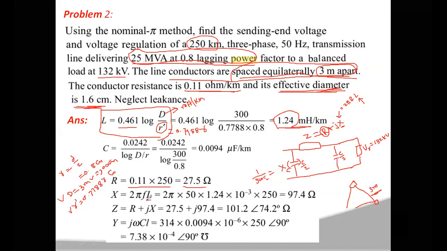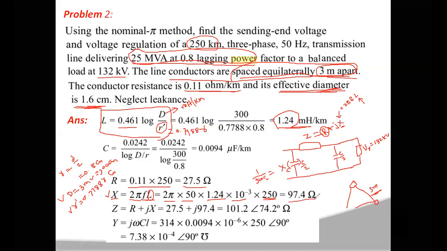And your reactance is 2 pi into F into L. The 2 pi F value is with F as 50 Hertz, and L here is 1.24 into 250 kilometers. The 1.24 is in millihenries, so you get 10 power minus 3, and the total length of the transmission line is 250 kilometers. So the X value for the total length of the transmission line is 7 ohms.